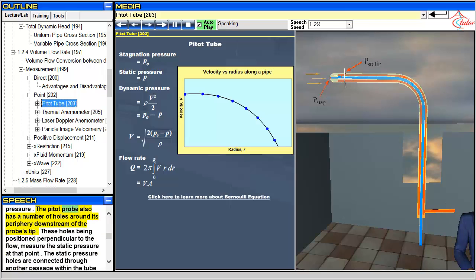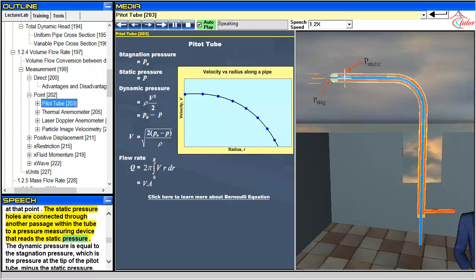The Pitot probe also has a number of holes around its periphery downstream of the probe's tip. These holes, being positioned perpendicular to the flow, measure the static pressure at that point. The static pressure holes are connected through another passage within the tube to a pressure measuring device that reads the static pressure.